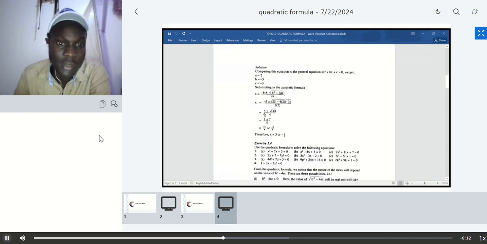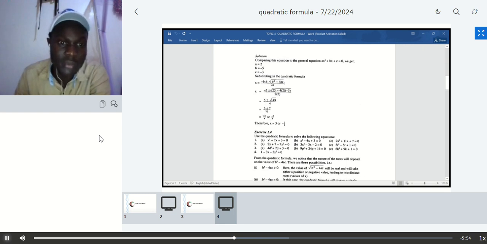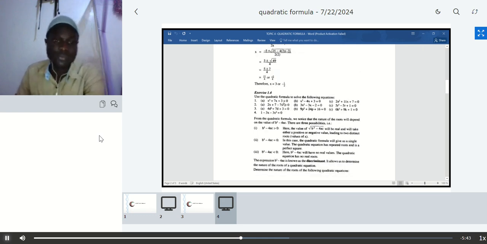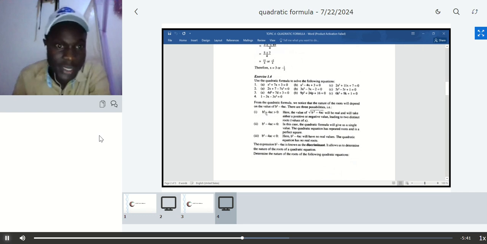We will get 5 plus or minus the square root of 25 minus 8 times negative 3, that is minus negative 24. This will be 25 plus 24, which is 49. It will be 5 plus or minus the square root of 49 divided by 4. This will be 5 plus or minus 7 over 4. So our x will be 12 over 4 or negative 2 over 4, which is equal to 3 or negative half. We have an exercise there.